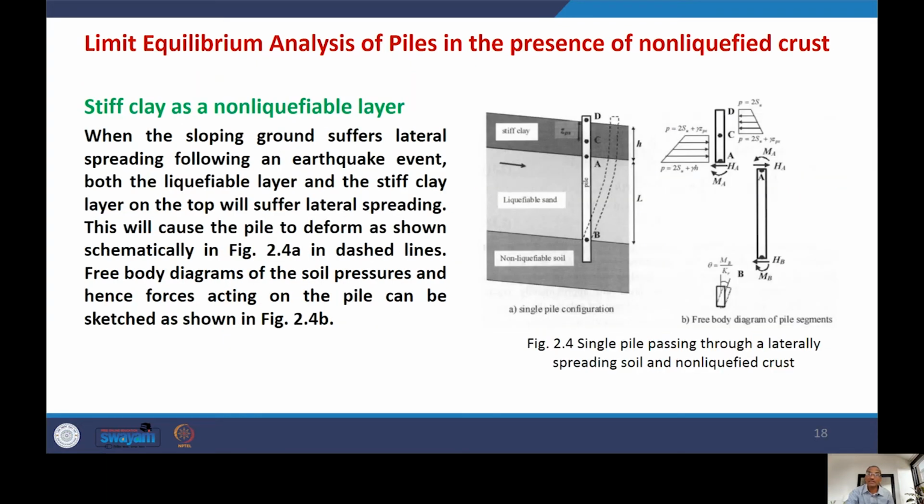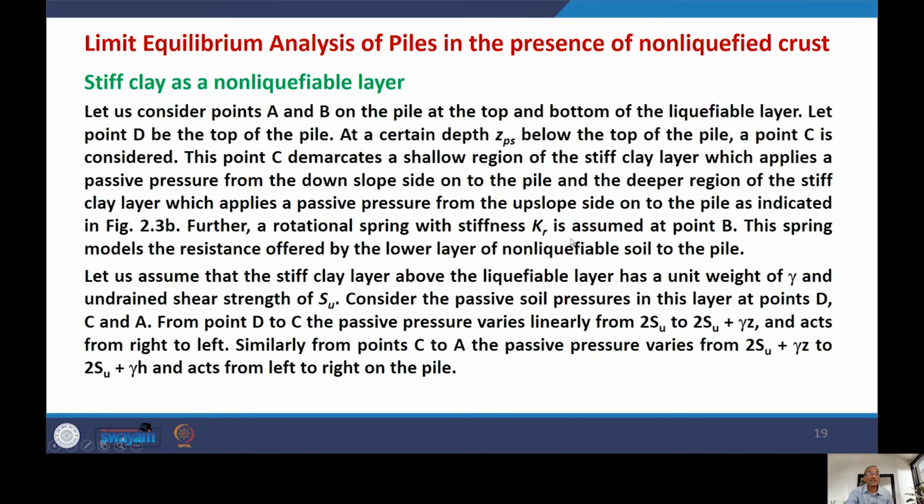So the problem is here. It is similar to the last case, but now instead of two layers, you have three layers. That means on the top of the liquefiable sand, you have what is called a stiff clay layer, and non-liquefiable soil is at the bottom, with liquefiable sand in between these two layers. So A and B are the points where hinges are formed, so between A and B, the height AB, the liquefaction of the sand occurs. Let's discuss its details.